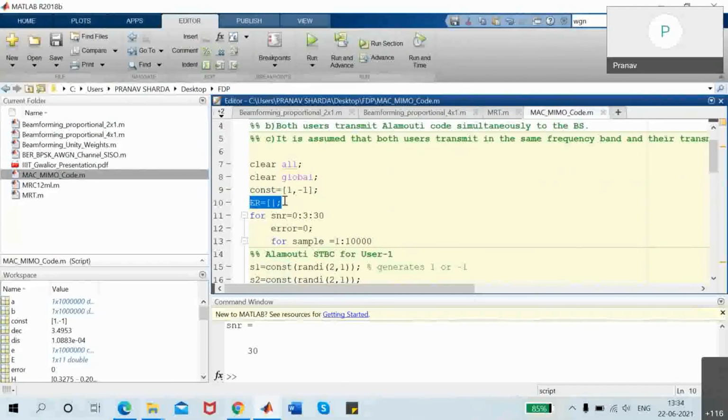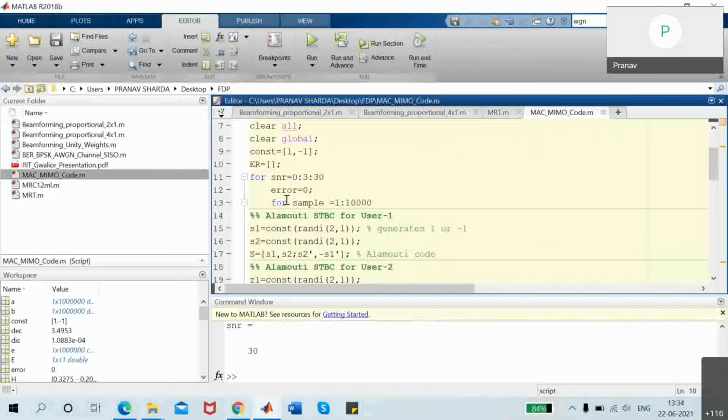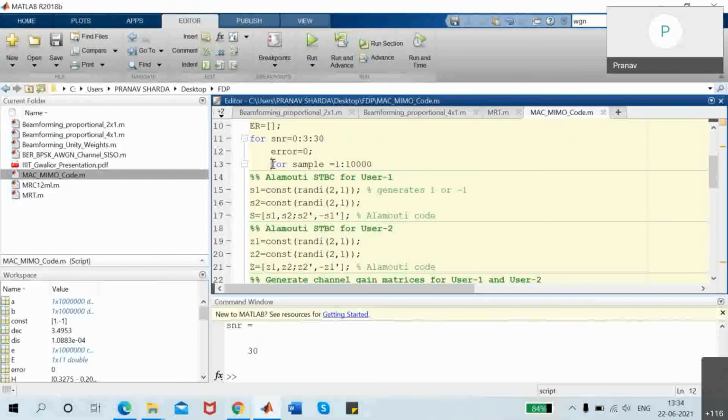We define an error vector as a null vector initially, then a for loop for SNR, initializing the error count to be 0, and then the inner loop for the number of bits or samples we are interested in transmitting. In line number 40, you can see that we are generating the LMT STBC for user one.